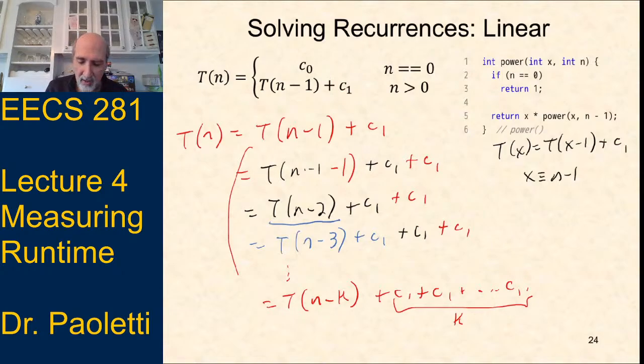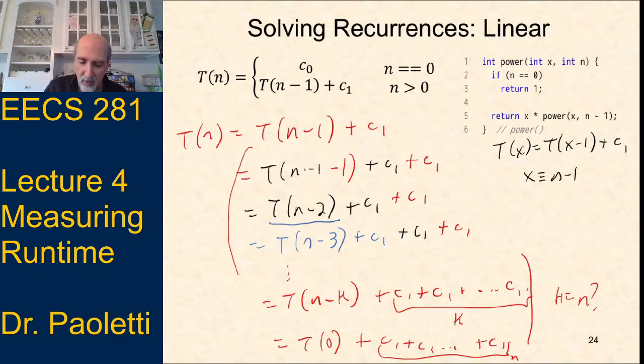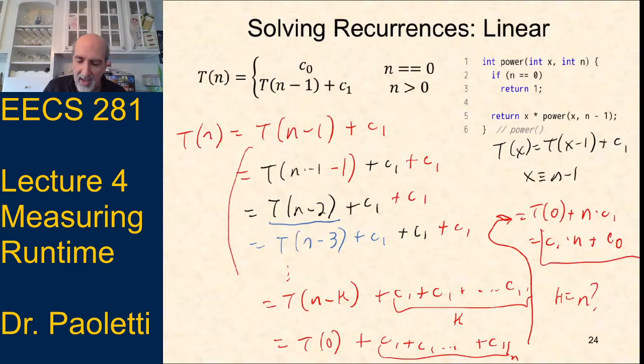Well, what if k happened to be equal to n? Then this would be equal to t of 0 plus C1 plus C1 plus C1. There would be n of these, which would be equal to t of 0 plus n times C1, which would be equal to C1 times n plus, what's t of 0? C0.